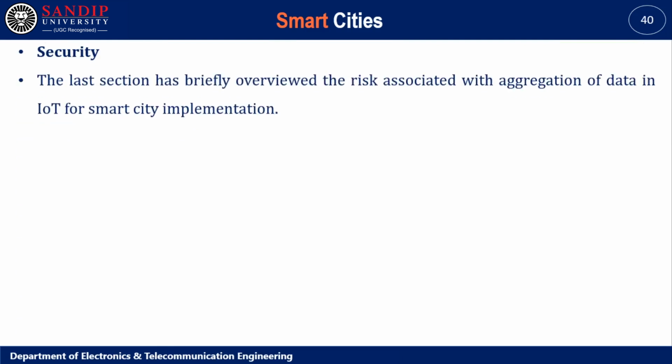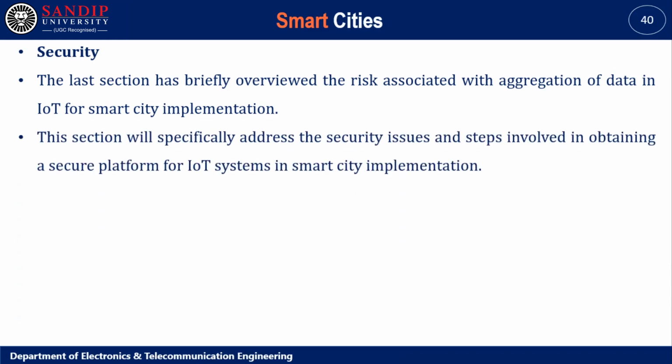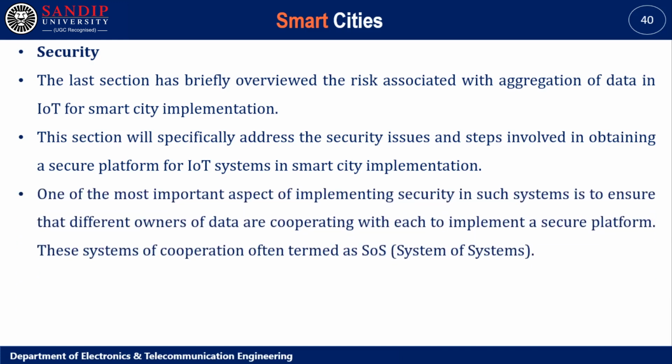Security. The last section has briefly overviewed the risk associated with aggregation of data in IoT for smart city implementation. This section will specifically address the security issues and steps involved in obtaining a secure platform for IoT systems in smart city implementation. One of the most important aspects of implementing security in such a system is to ensure that different owners of data are cooperating with each other to implement a secure platform.